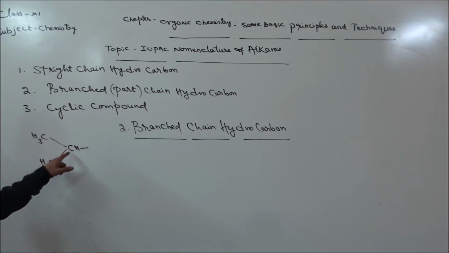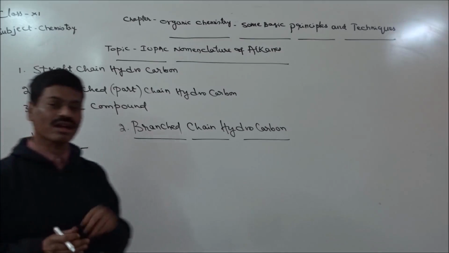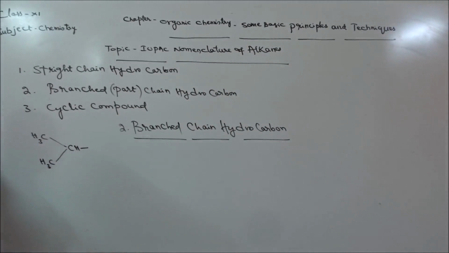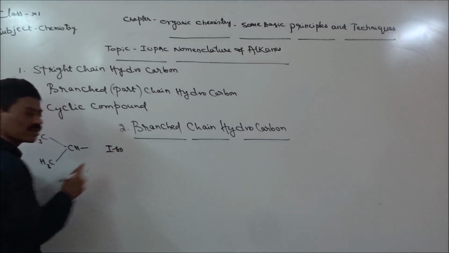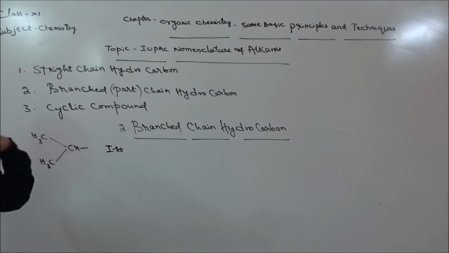Now, if you look at this carbon atom, its valency: 1, 2, in between carbon and hydrogen one bond, 3, and this is 4. So the valency of this carbon is satisfied. Whenever two similar alkyl groups, that is two methyl groups, are connected to one carbon atom, we give the prefix iso. Iso means similar. What is similar here? The two alkyl groups connected to this carbon atom.